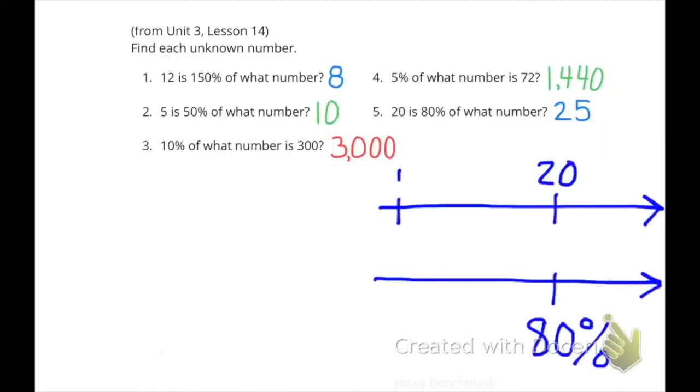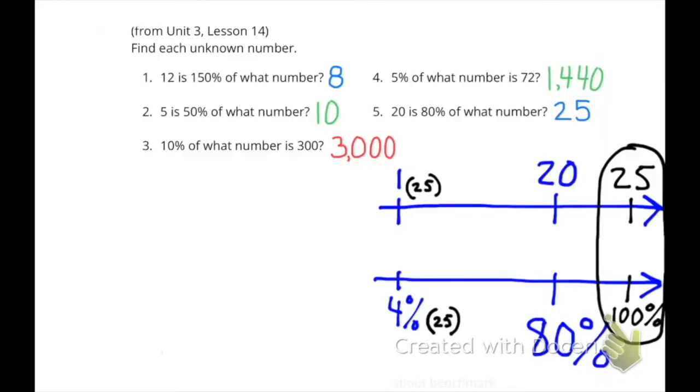Number 5. 20 is 80% of what number? Well, we know that 20 is 80% of the number. 20 divided by 20 is 1. 80% divided by 20 is 4%. 4% times 25 is 100%, and 1 times 25 is 25. 20 is 80% of 25.